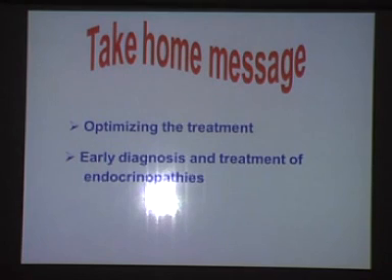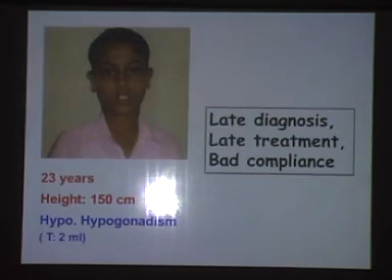The second point is early diagnosis and treatment of endocrinopathies. Look at this patient with a late diagnosis, late treatment, and bad compliance. It results in a very short patient with severe hypogonadism and azoospermia.